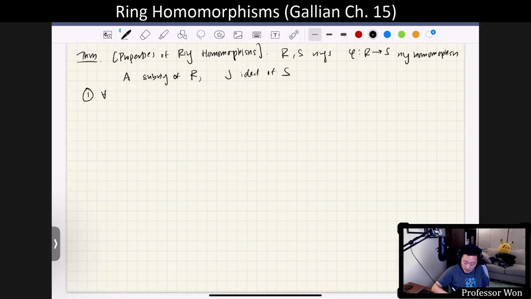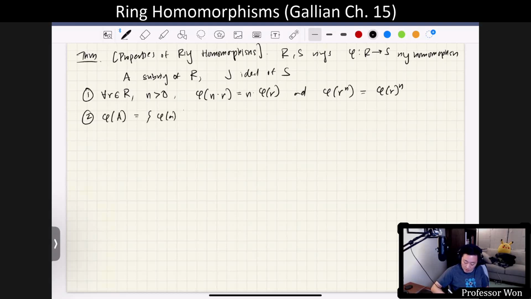Okay, so first of all, statement 1: for any r in R and any positive integer n, we have phi of n dot r. Remember, that just means repeated addition, adding r to itself n times. That is the same thing as n dot phi of r. And also repeated multiplication, exponentiation: phi of r to the n is just phi of r to the power n. Okay, 2. If I look at the image of any subring, so phi of A, right, again, that's just the set theoretic image, the image of any subring is a subring of S. So ring homomorphisms take subrings to subrings.